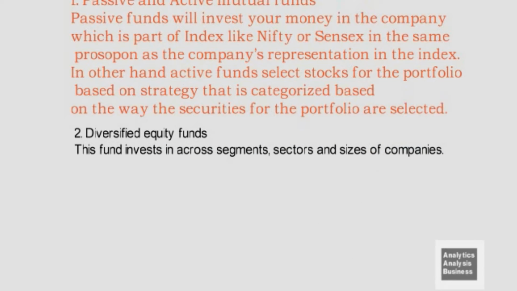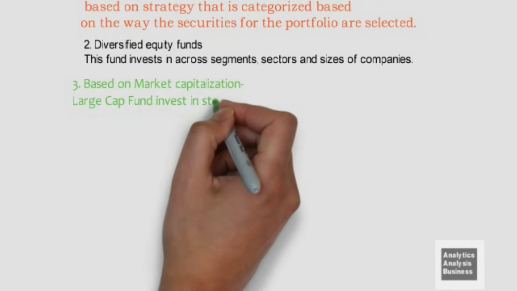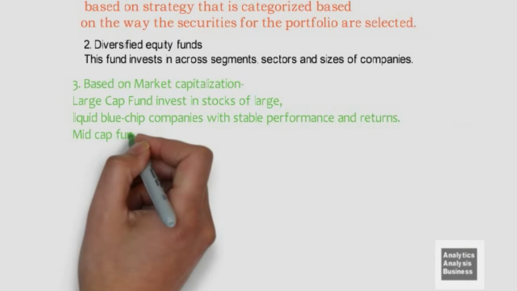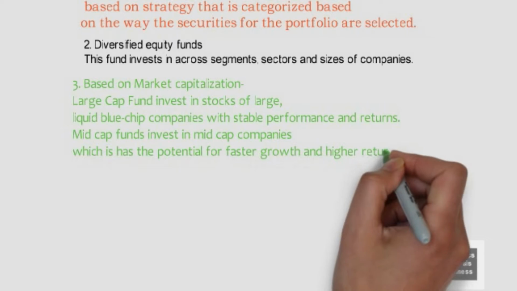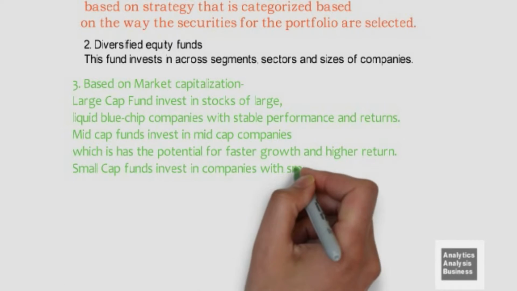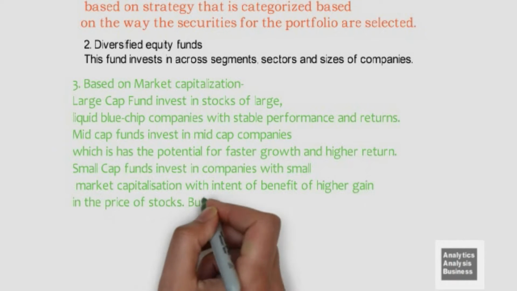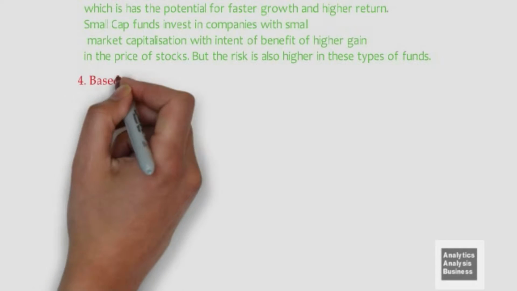3. Based on market capitalization. Large-cap funds invest in stocks of large, liquid blue-chip companies with stable performance and returns. Mid-cap funds invest in mid-cap companies which have the potential for faster growth and higher return. Small-cap funds invest in companies with small market capitalization with the intent of benefiting from higher gains in the price of stocks. But the risk is also higher in these types of funds.